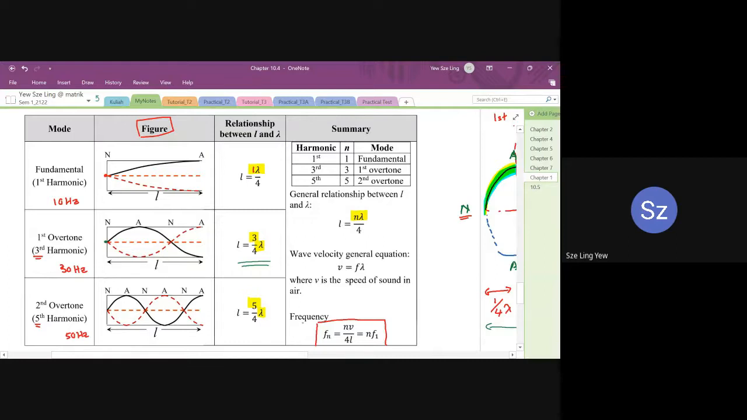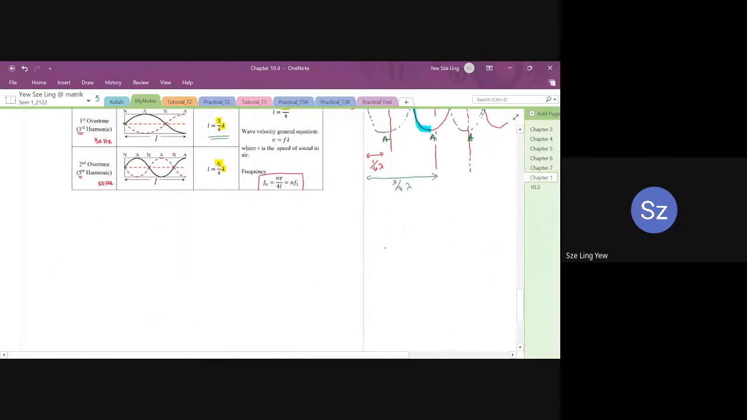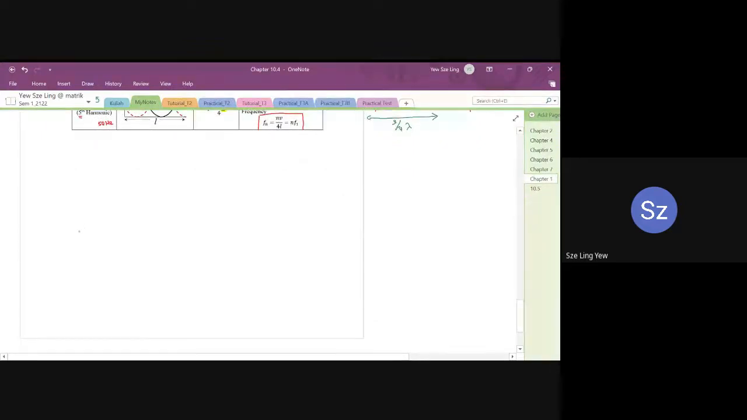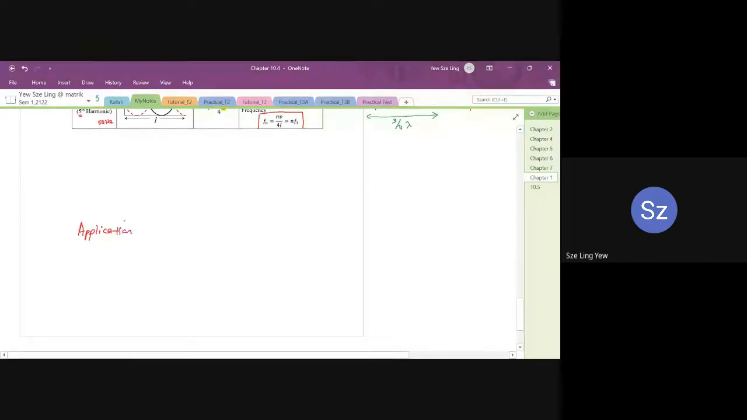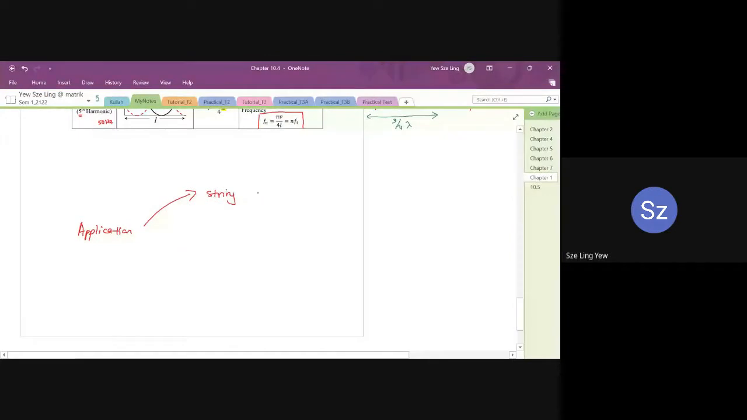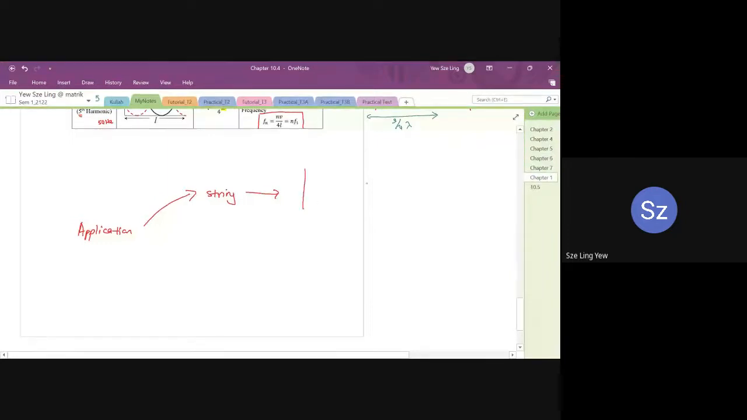Now let me go through the summary quickly. So for applications, we have 3 types of application. The first one is a string. For a string, you have 2 nodes on fixed ends.